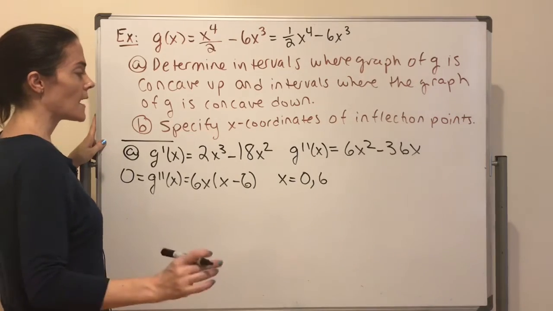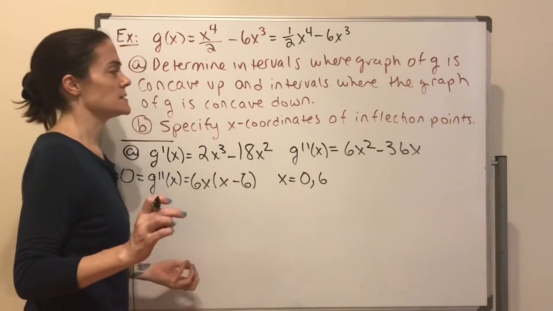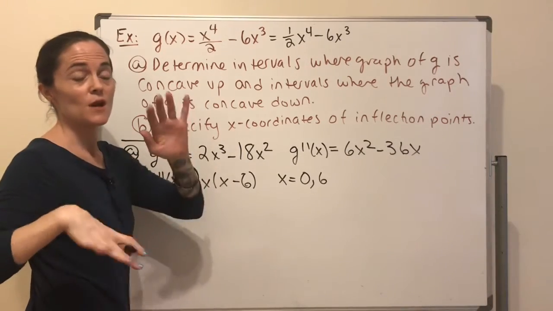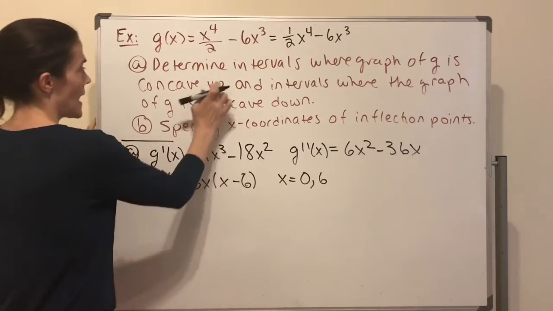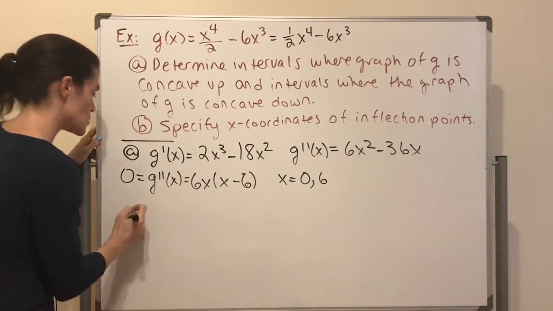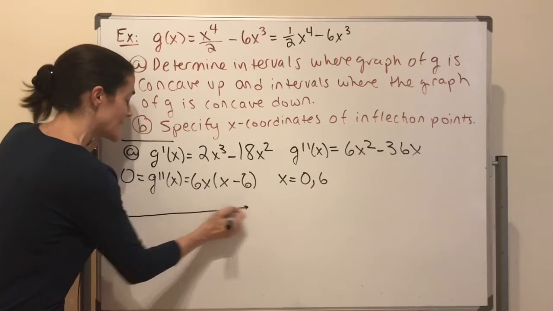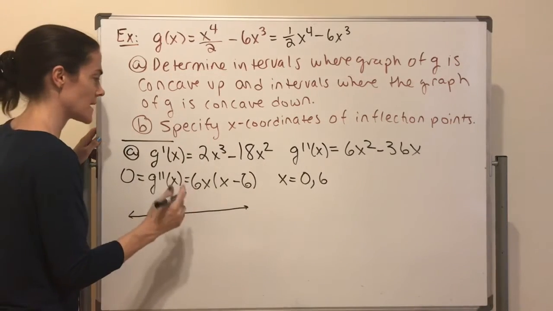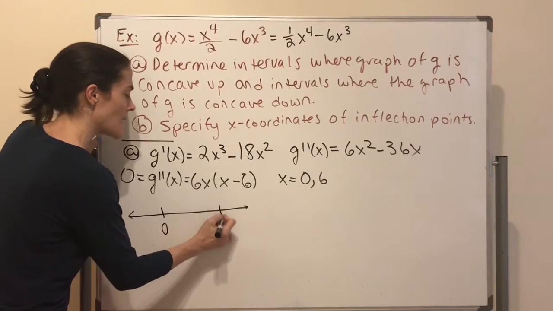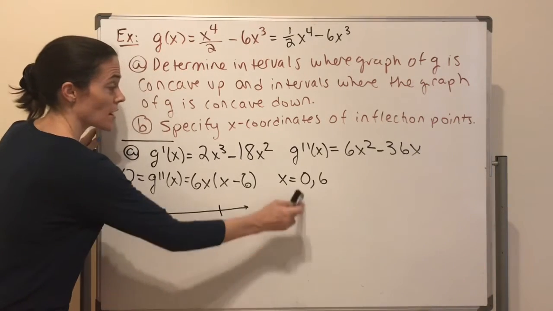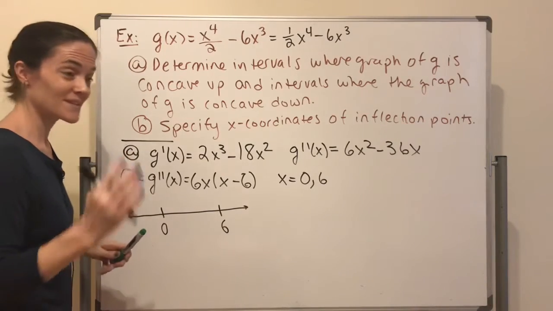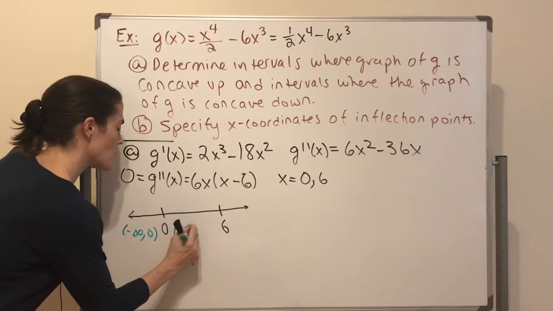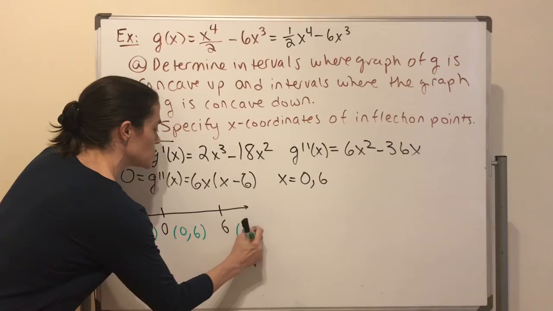Okay? Now, don't just say immediately these are inflection points. They might be. We need to actually see that the second derivative switches sign at those points. And I need to understand that anyways to address part A. So what I will do is very similar to intervals of increasing and decreasing, except we're working with the second derivative. But I divide the domain into intervals based on where the second derivative is 0 or does not exist. This would be minus infinity to 0, 0 to 6, and 6 to infinity.